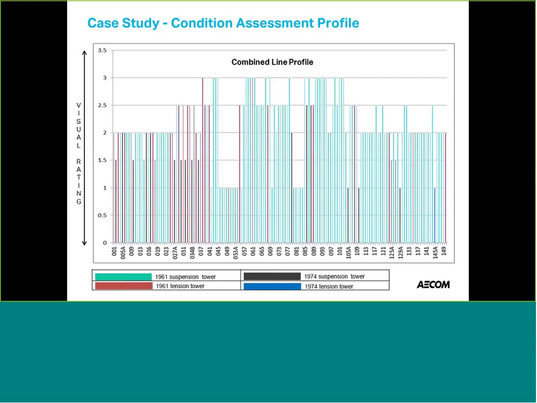Here's now we've combined all the structures. Again, there's that pyramid. It's only a desktop assessment, but it's given us now the opportunity to look at that part of the line that really needs our attention. You can't look at 177 every year, but all of a sudden you're starting to get a feel for where attention as an asset manager you should be focused now. And clearly those ones that are hitting 3s, all in the middle section, need our attention.